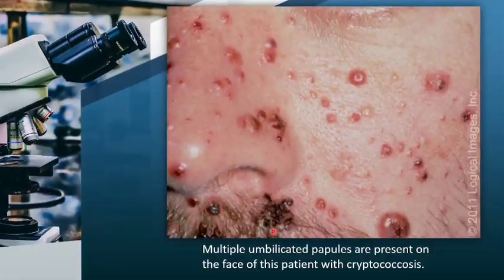So here is the typical rash, right? You can see this is called umbilicated, right? So you will see multiple umbilicated papules, especially on the face, right? They are called cryptococcomas. Cryptococcomas, right? It's a sign of a disseminated condition, right?